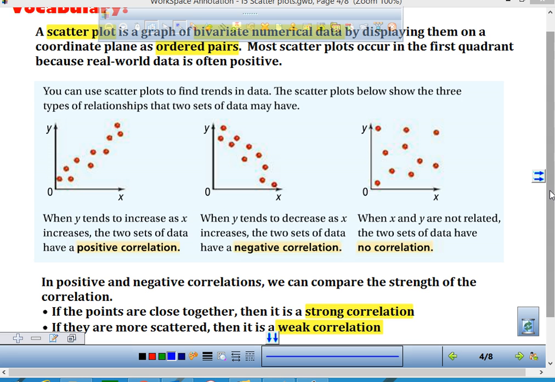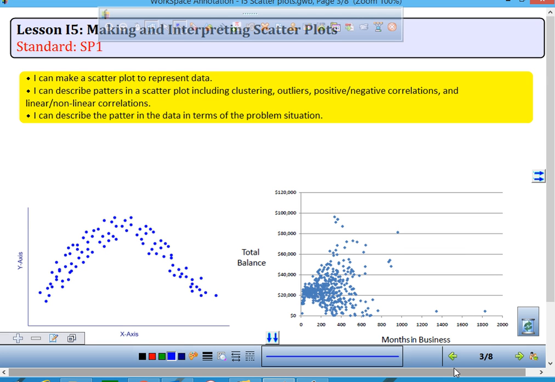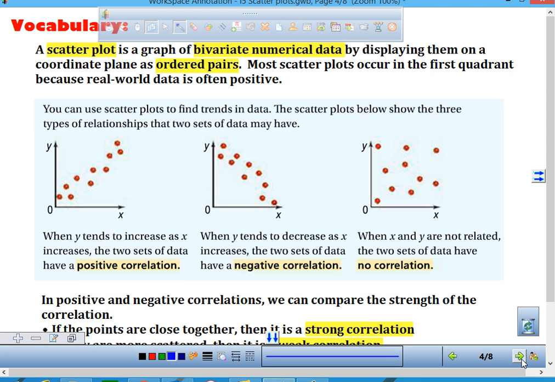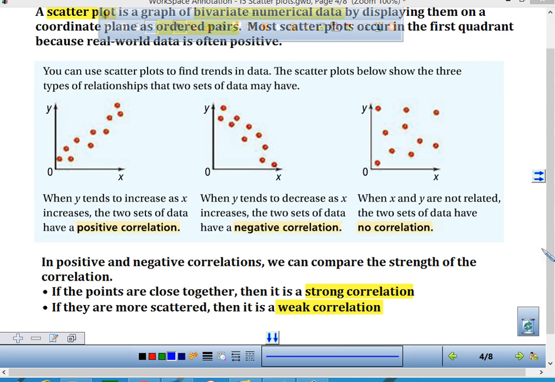Okay. How about this first one on this page? What kind of correlation does that have? Good. You're going to say for the first half of the graph, it's got a positive correlation. And then for the second half of the graph, it's got a negative correlation. Very good. And then this one we said would be what kind of correlation? No correlation. We can't really tell. Okay. And then if the points are really close to each other, it's a strong correlation. Where if they're not very close to each other, a weak correlation.